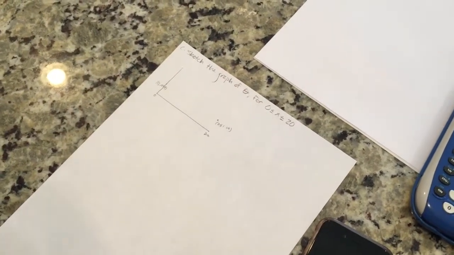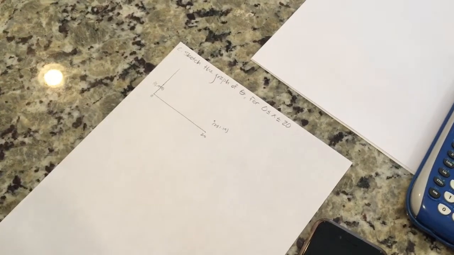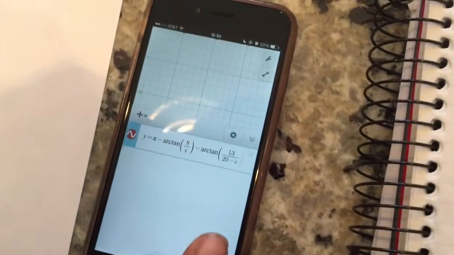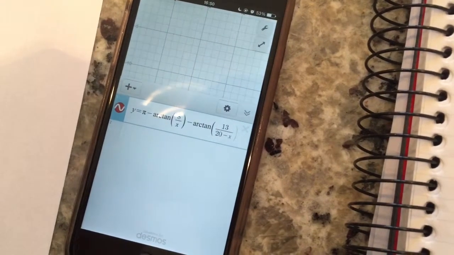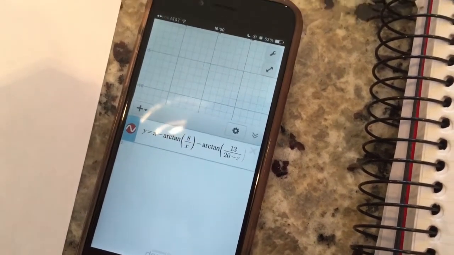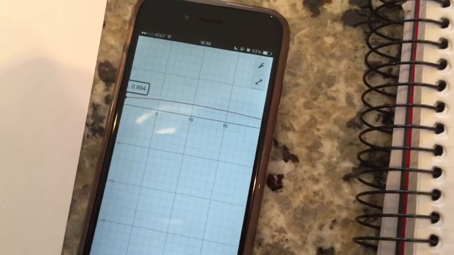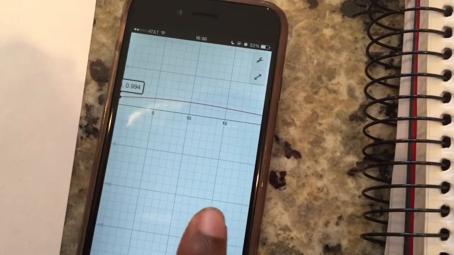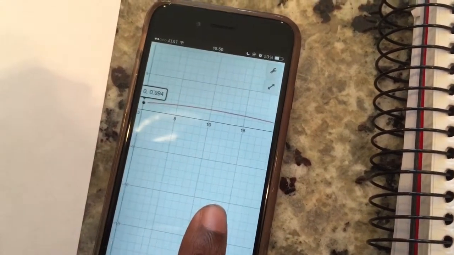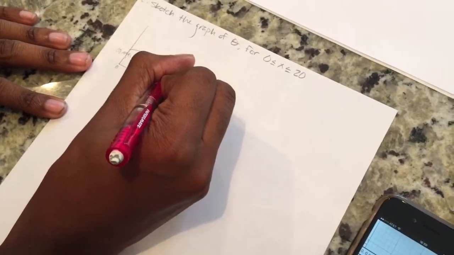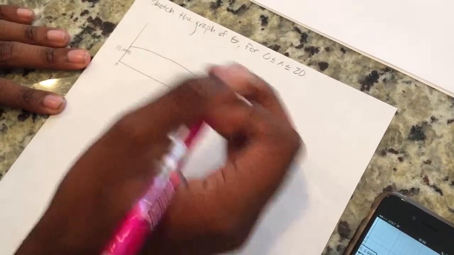Okay. So to find out how the graph is drawn, we plug into our calculator. And our equation was y equals pi minus the inverse tangent of 8 over x minus the inverse tangent of 13 over 20 minus x. And this is the graph. So you just draw it like this. And voila, we have our graph.